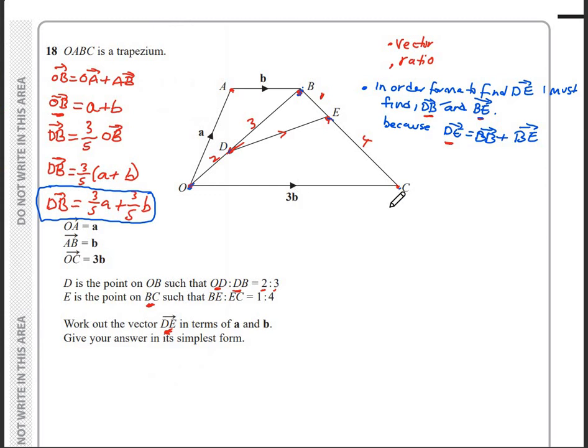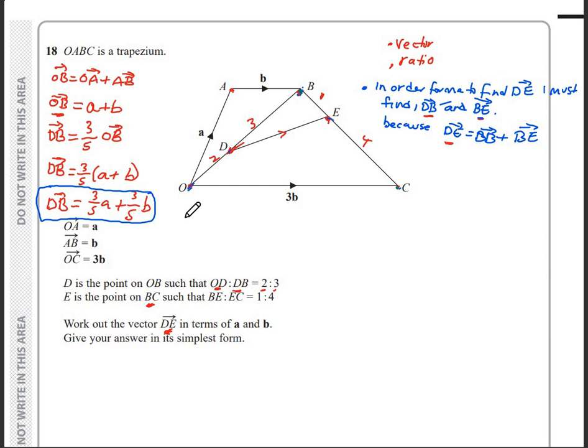I'll put green. Alright, so I want to find BC, and remember, for vectors we can never go straight ahead. We have to use the triangle law. If I want to get from B to C, I have to be like a crab. I have to go around to get from B to C, and by going around, I actually find my component vectors. So I have to go from B to O, and then from O to C.